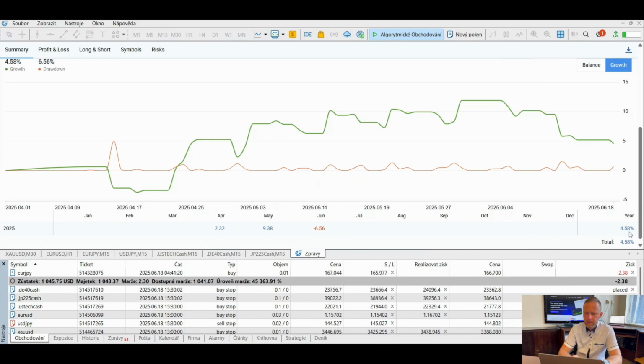The green curve shows us the balance. It has fallen to minus 3.69%. From that moment, it rose to a maximum of 11.92%, with the red curve representing exposure, and the highest exposure here was initially 5.04%.